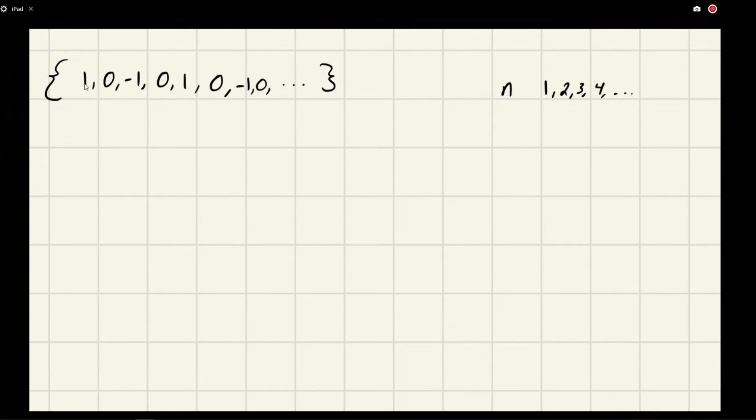So this sequence looks a little strange at first. 1, 0, negative 1, 0, 1, 0, negative 1, 0. It just repeats like this. So how will we do this? Well, first we notice the sequence itself is repeating. And this screams trigonometric functions. In fact, this looks just like a unit circle, doesn't it?